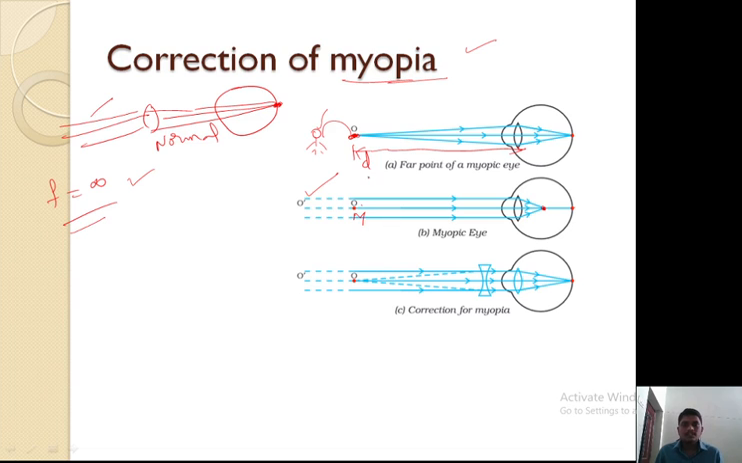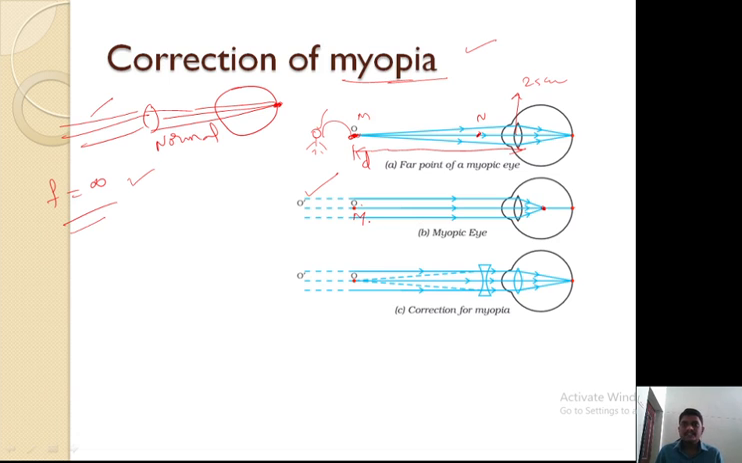So, for a myopic eye, if the object is placed between the far point and the near point, you know what the near point is? It is 25 centimeters. If the object is between 25 centimeters and the far point, where M is the far point and N is the near point, then only can he see the object clearly and distinctly.